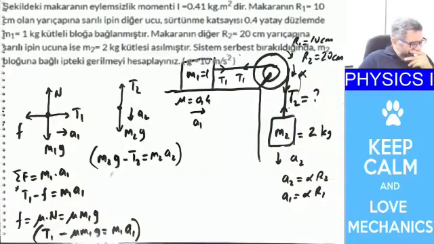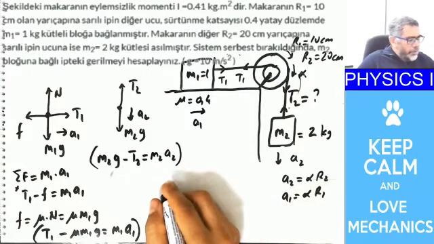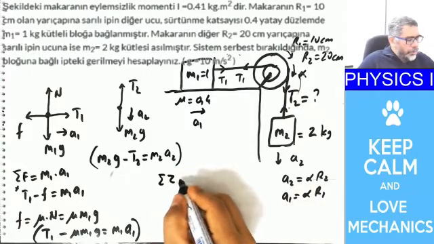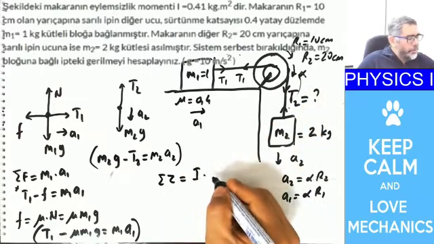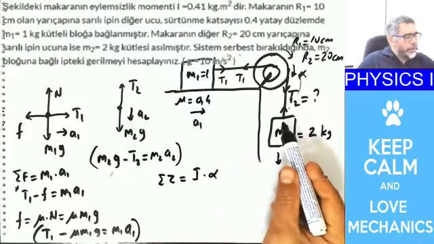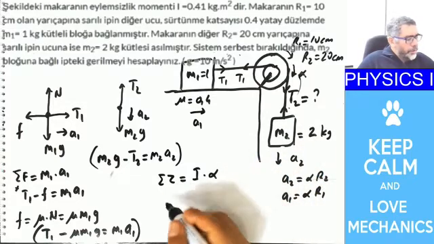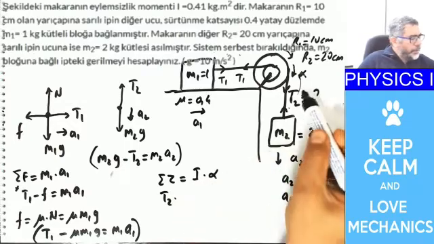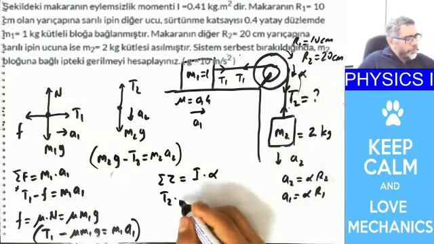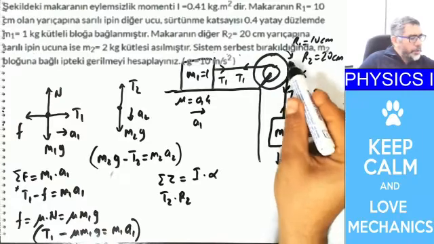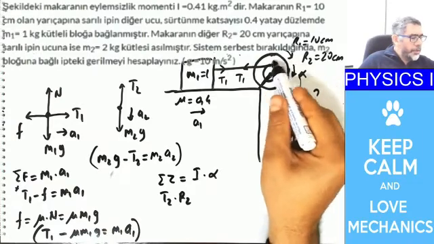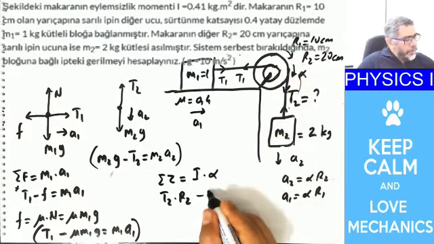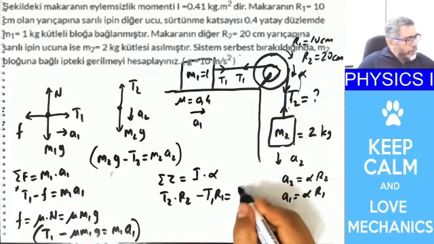Well, let's write down the torque equation. The total torque is going to be equal to the moment of inertia of the pulley system multiplied by its angular acceleration. So as I said, the torque is T2 multiplied by R2, because T2 is wound around R2 and T1 is wound around the inner radius, minus T1 R1, is equal to I times alpha.